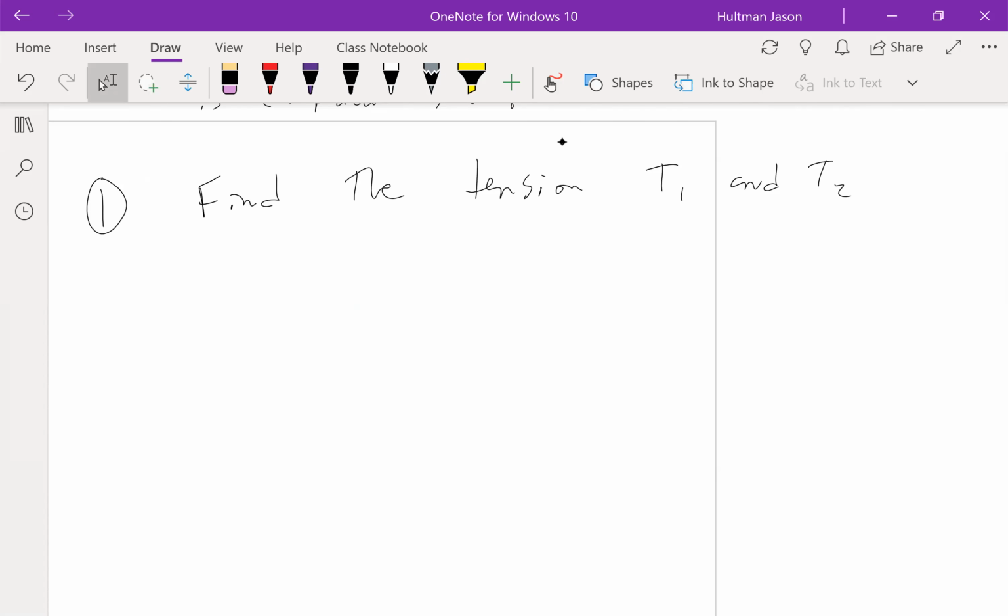The tension, say in T1 and T2. Okay, so we've got this setup, because I think you have one like this in the homework, so I want to make sure you can do this. Okay, this is for all my engineering majors.